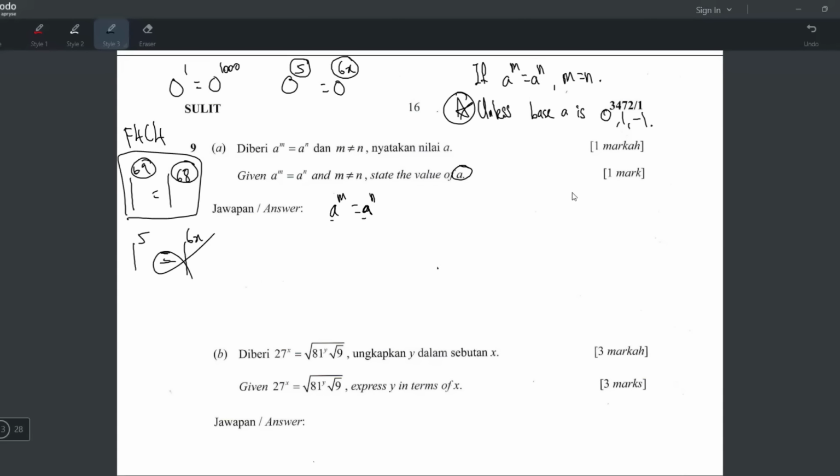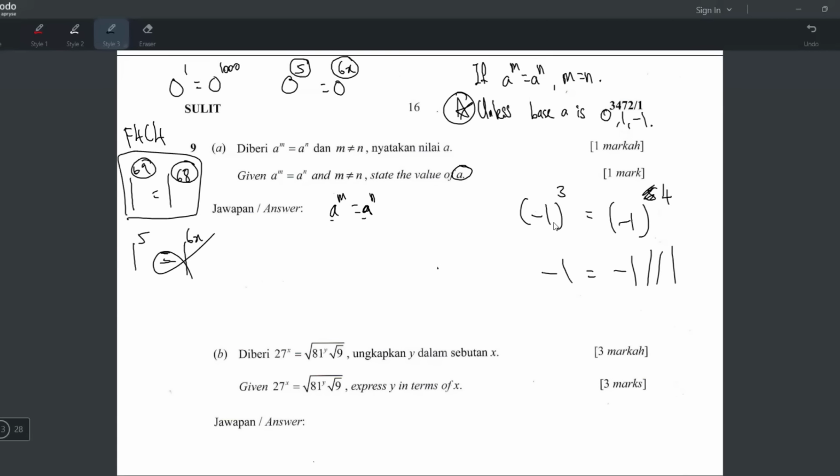Same with the -1. Let's try -1 power, let's say 5, 6x. You cannot say 5 equals 6x also for this. Because let's say -1 power 3, then -1 power 5. You can see they both give you -1, right? But for the negative base, if the power is an even number, then you get positive already, which is not equal to this. So basically when the base is 0, 1, -1, then it doesn't work already.